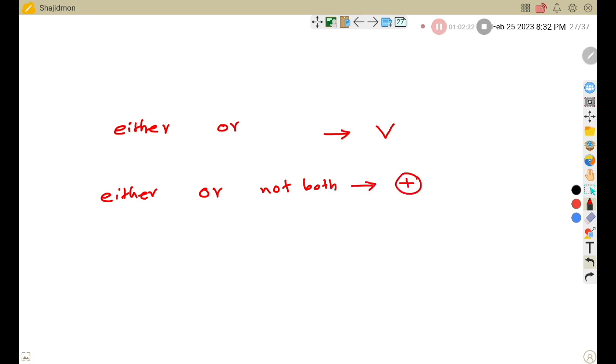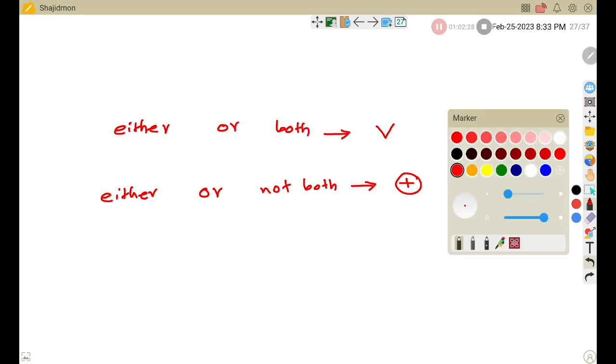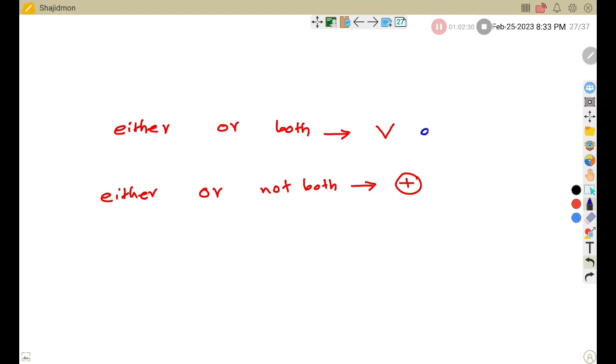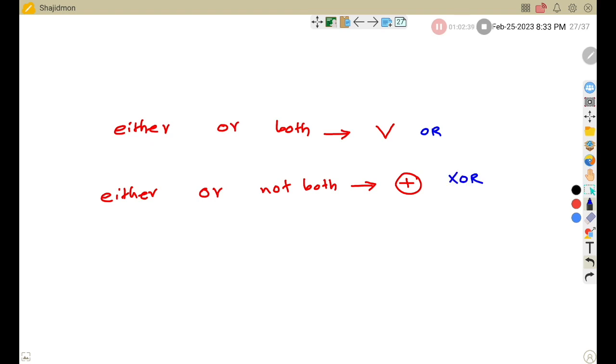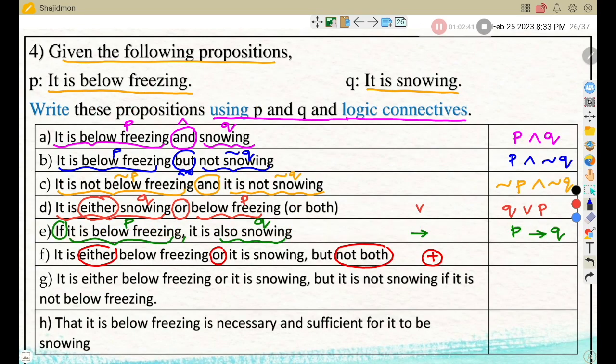So either or both means or symbol. Okay, we studied. You can write here. This is or symbol or this is XOR symbol. Okay, so keep in your mind this difference when you are doing questions especially. Okay, now we'll come to this one.